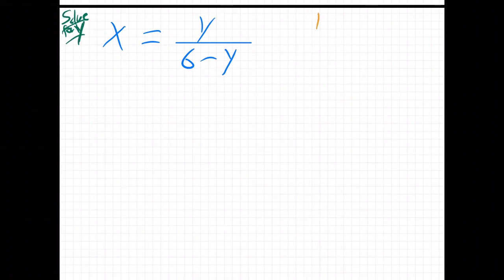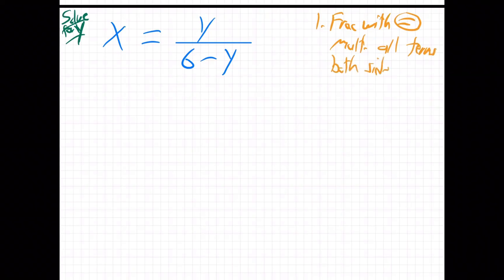Well, step number one, whenever you have fractions with an equal sign, you know what to do first. You multiply both sides, well, all the terms on both sides, I should say, by the LCD over 1.